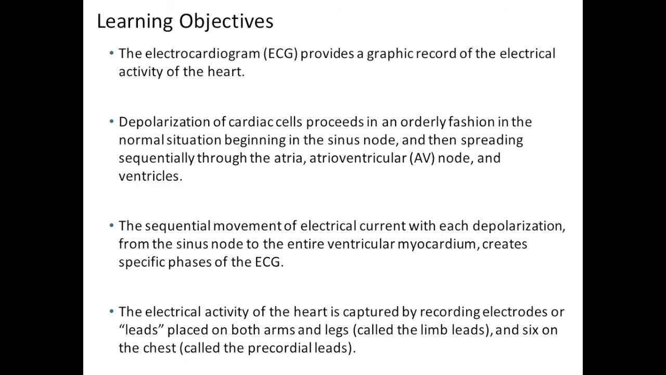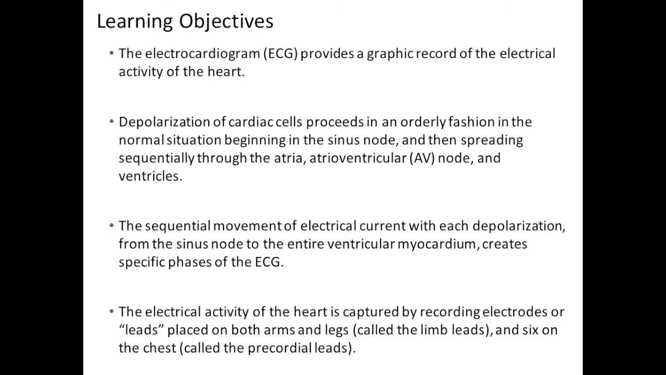So to re-emphasize the learning objectives of this lecture, I hope you have recognized that the ECG provides a graphic record of the electrical activity of the heart, and that depolarization of the cardiac cell proceeds in an orderly fashion in a normal situation, beginning from the SA node and then spreading sequentially through the atria to the AV node and to the ventricles, and that the sequential movement of electrical current with each depolarization from the sinus node to the entire ventricular myocardium creates specific phases of the ECG.